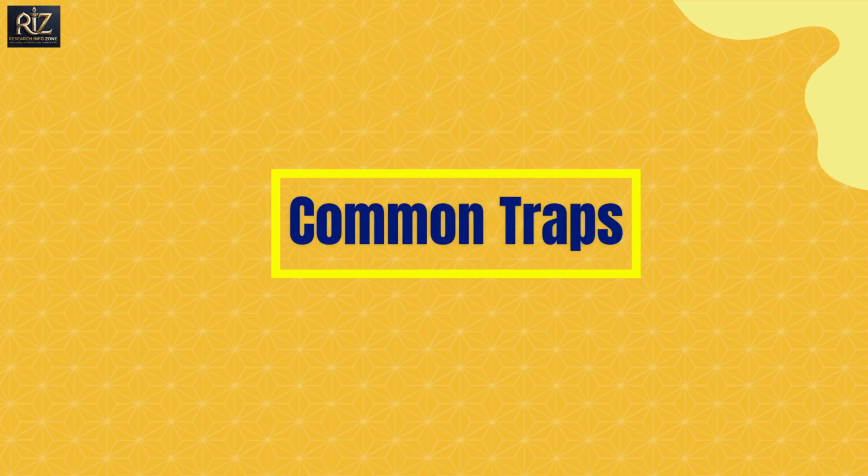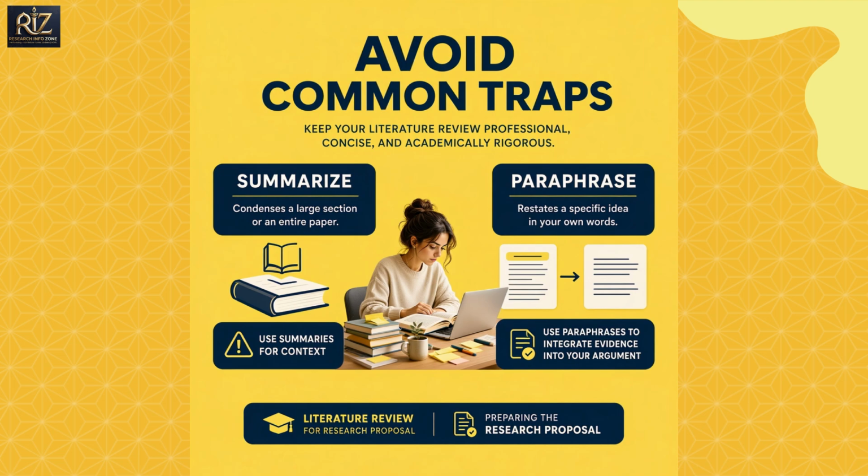Avoid these common traps to keep your literature review professional, concise, and academically rigorous. Distinguish between summarizing and paraphrasing. A summary condenses a large section or an entire paper, while a paraphrase restates a specific idea in your own words. Use summaries for context, but paraphrase to integrate specific evidence directly into your own argument.